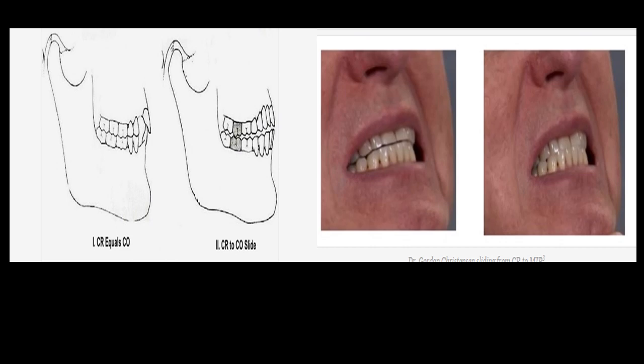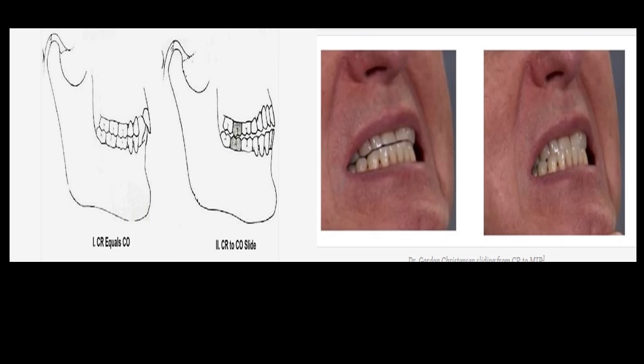Well, this figure shows you that the centric relation is equal to the centric occlusion. It means that there is maximum intercuspation at the centric relation. In other words, the RCP, the retruded contact position, is equal to the intercuspal position. In some old textbooks, they consider the centric occlusion as the maximum intercuspal position.